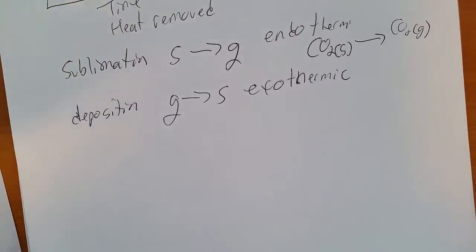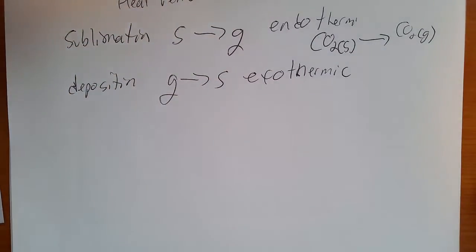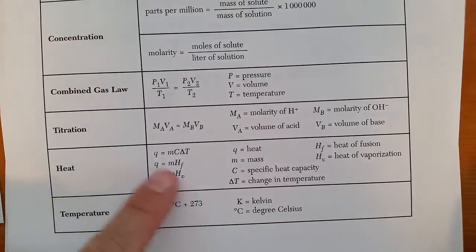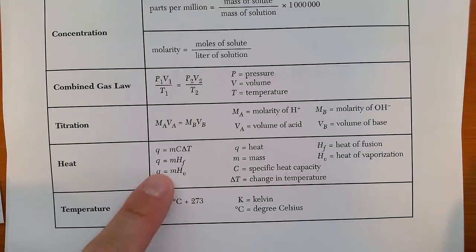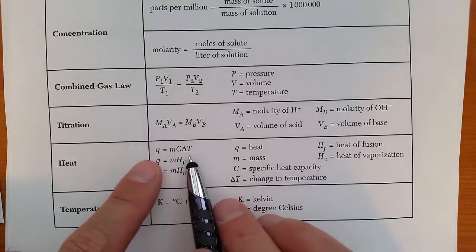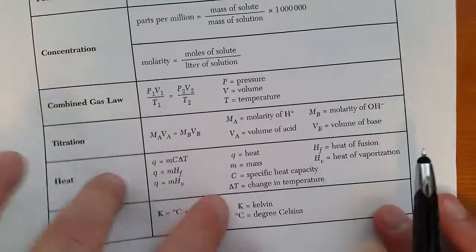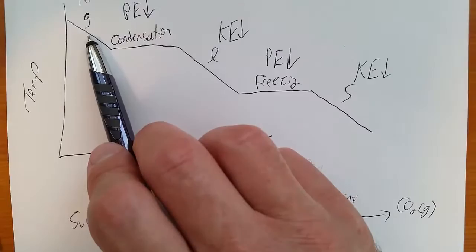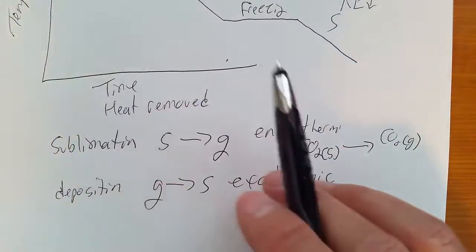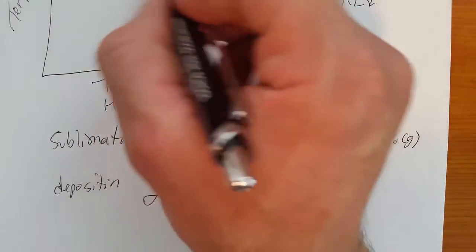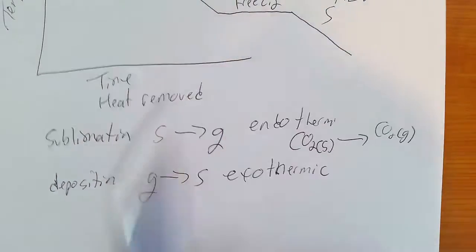Okay. Have to remember how to use on Table T your heat formulas. Q equals mc delta T, Q equals mHf, Q equals mHv. Q equals mc delta T is whenever temperature is changing, because delta T is a change in temperature. The other two, Q equals mHf and Q equals mHv, are for phase changes.